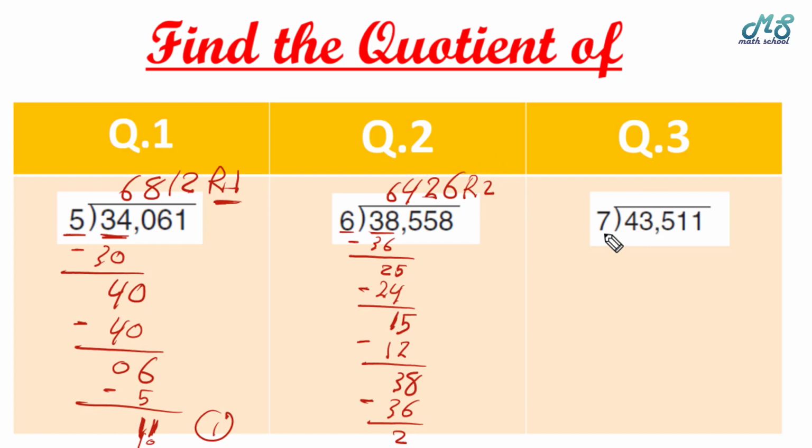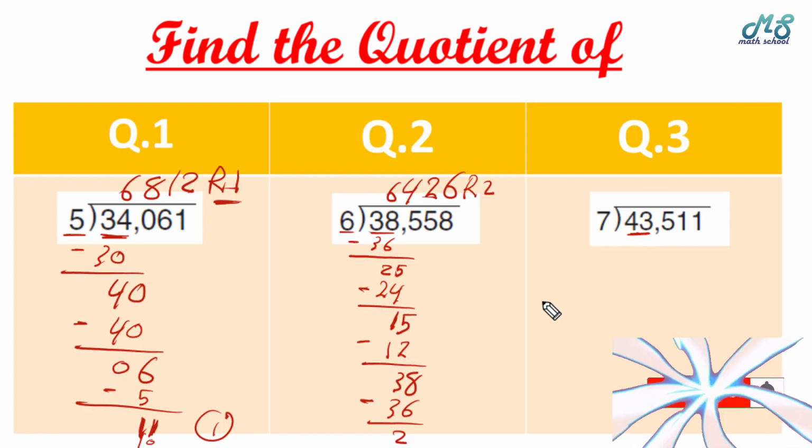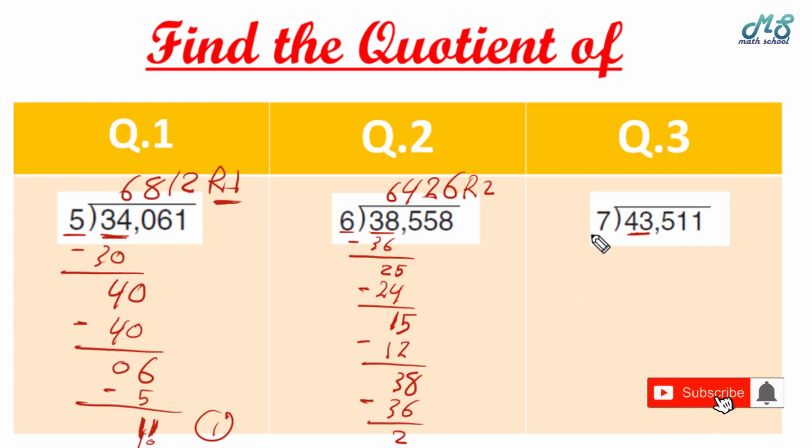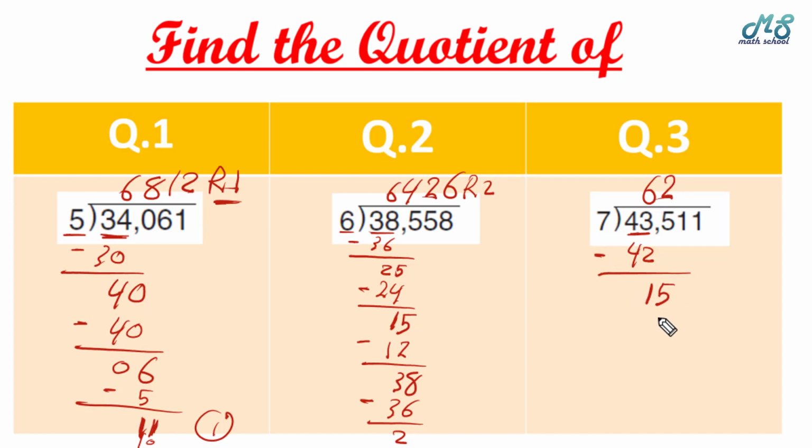Next, mister, take digit by digit. 4 divided by 7, it doesn't work, so take the first two digits. It will be 43. 43 divided by 7 equals 6, mister. Why? Because 6 times 7 equals 42. Now draw a line and subtract, it will be 1. Bring down the next digit, which is 5, it will be 15 divided by 7 equals 2. 2 times 7 equals 14. Draw a line and subtract, it will be 1. Next, mister, bring down the next digit, 11 divided by 7 equals 1. 1 times 7 equals 7. Draw a line, the difference will be 4.